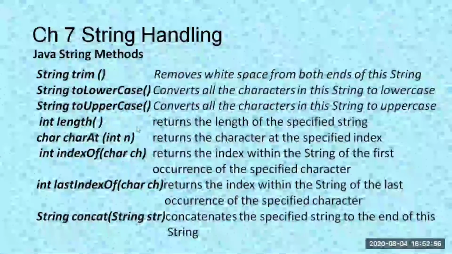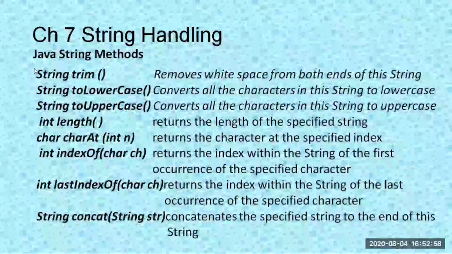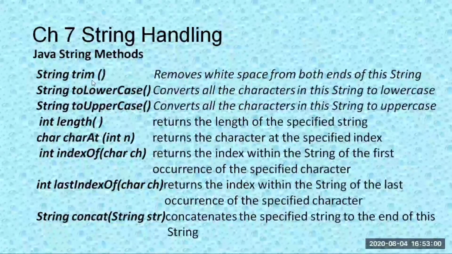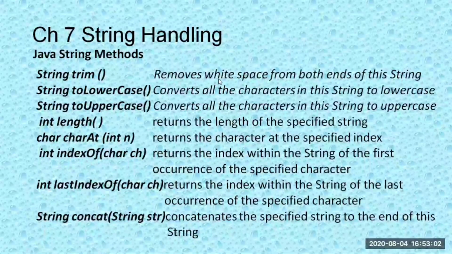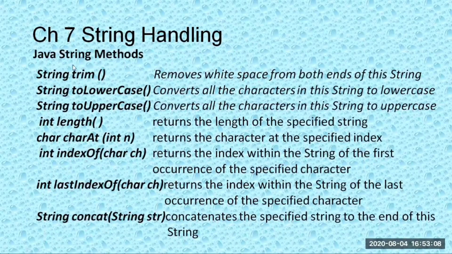What are the string handling functions? There are various string methods. The first one is the trim method. The trim method removes white space from both ends of the string. If you want to remove space from both sides, we can make use of trim. Then we have toLowerCase to convert all the characters to lowercase, toUpperCase to convert all the characters of the string to uppercase, and length, which will give you the length of a specified string.